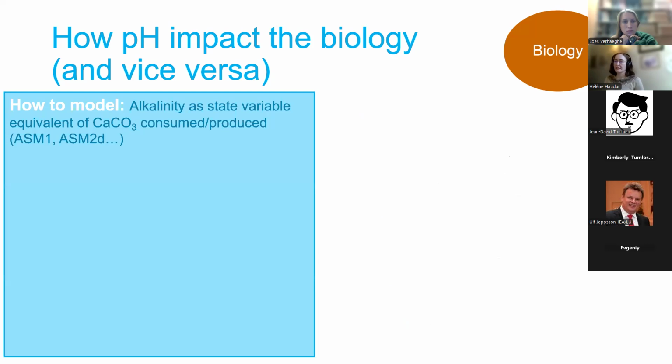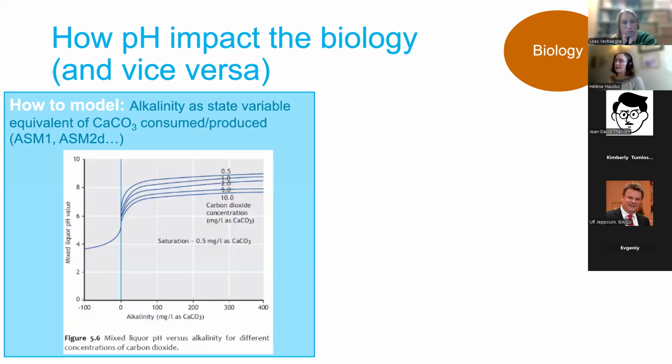So how to model that? In the ASM type models, there is a state variable that is the alkalinity. For each biological reaction that consumes or produces alkalinity, an equivalent of calcium carbonate is accounted for in the production or consumption of this alkalinity state variable.